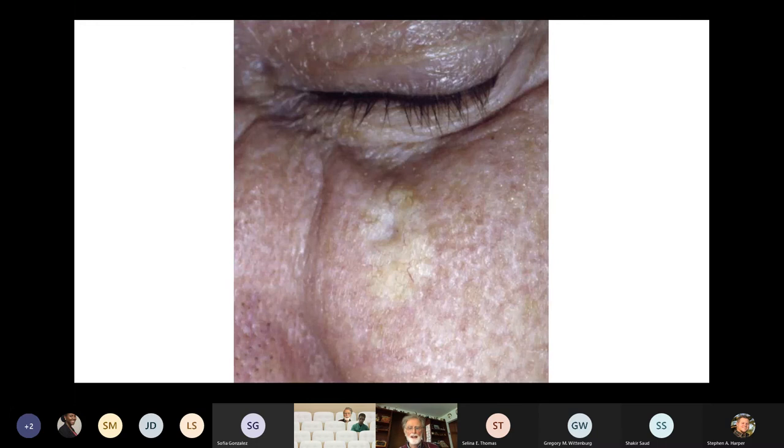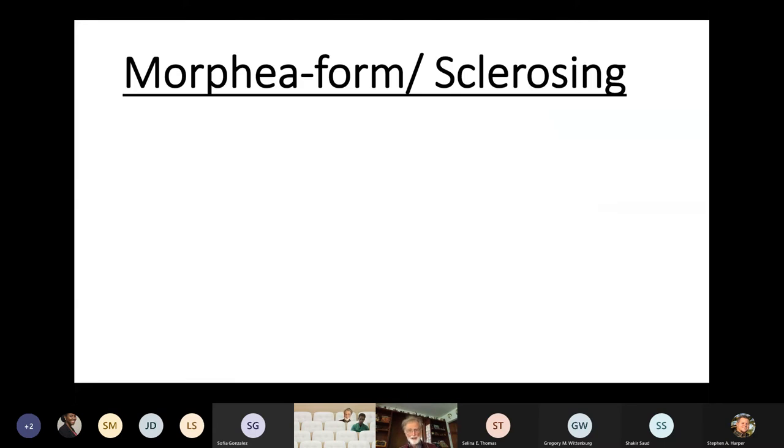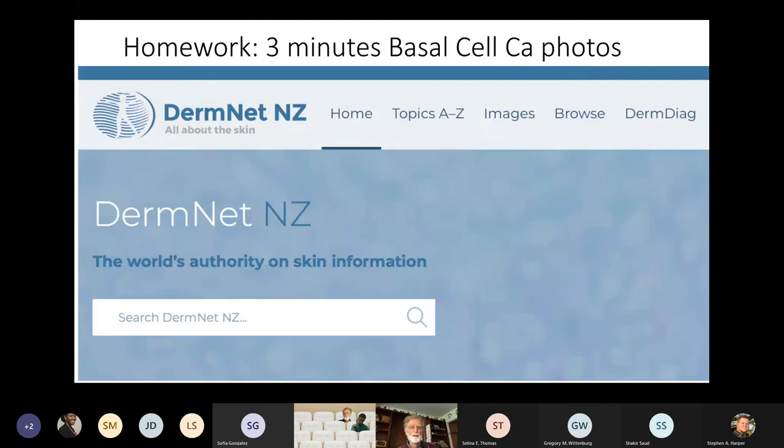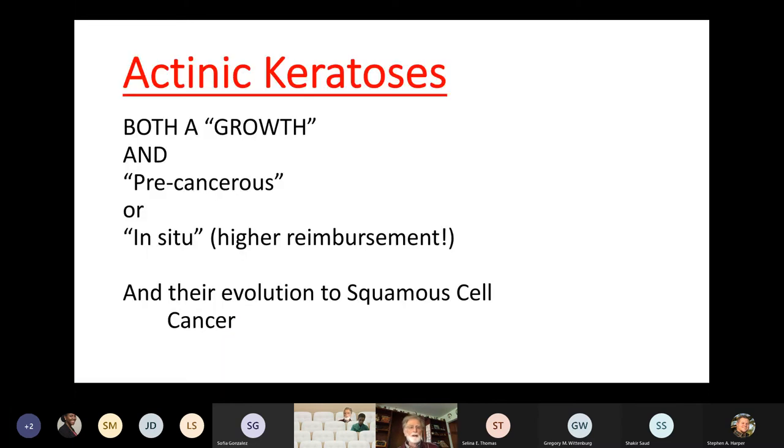The sclerosing, you don't want to treat. You want to send that right on to the plastic surgeon. If it looks like that, and the biopsy comes back saying morpheiform sclerosing, hands off. I could show you a lot more pictures of basal cell cancers, but why don't you go to DermNet NZ and take a look. So that'll give us more time to talk about keratoses.